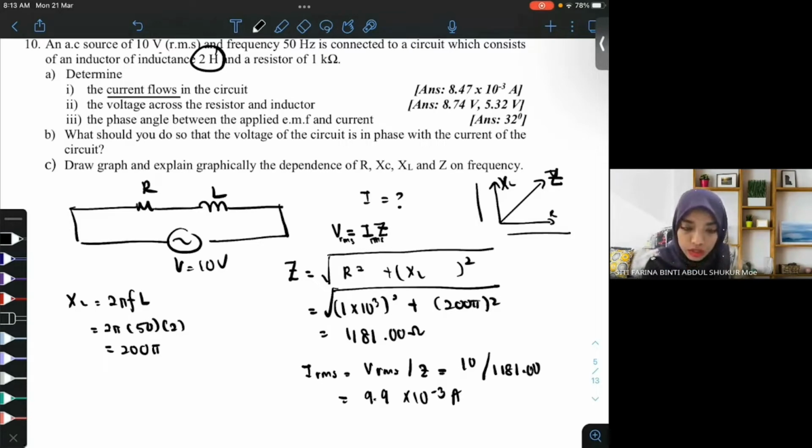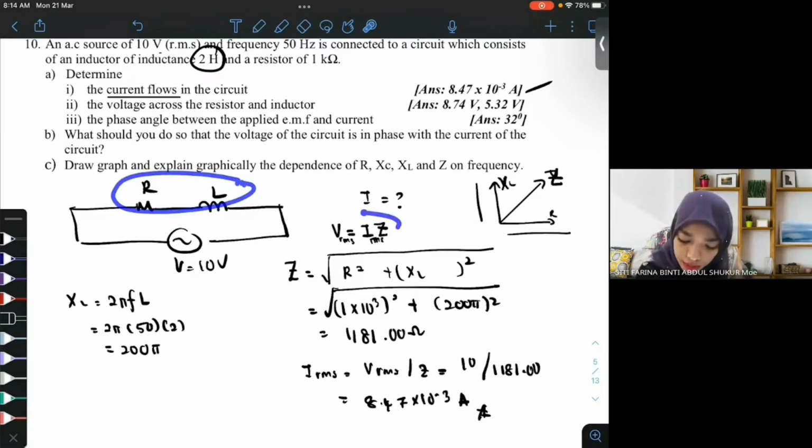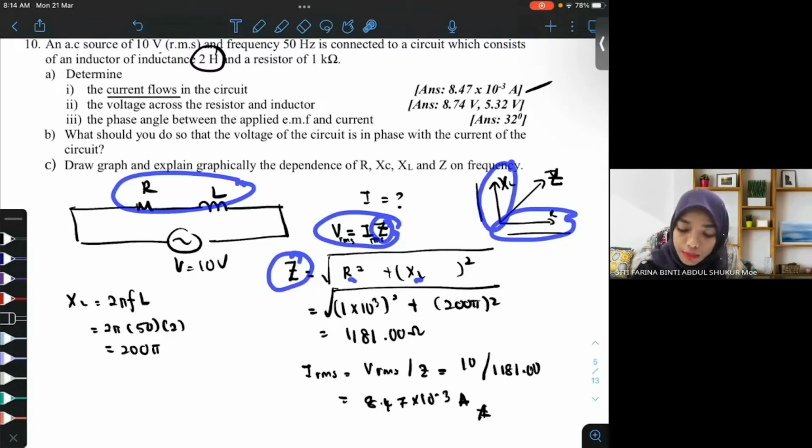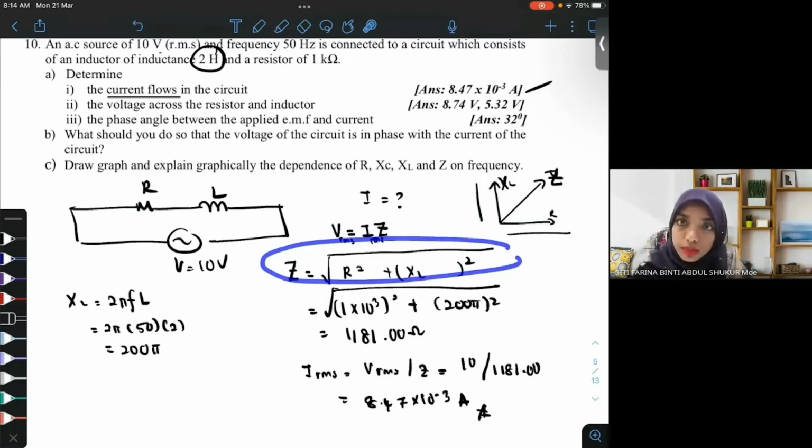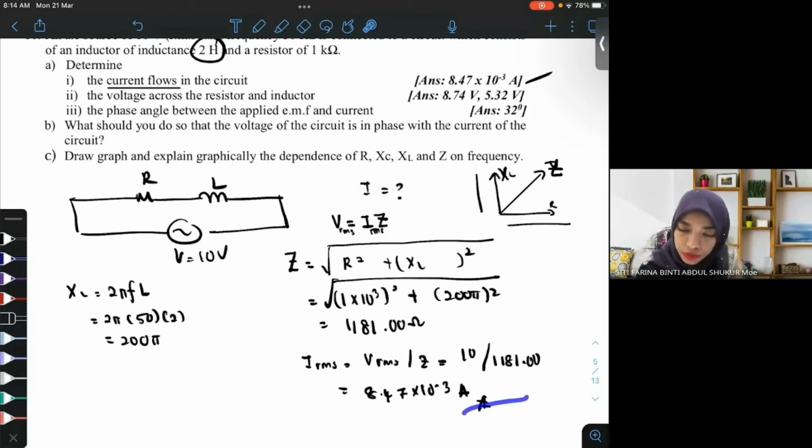1181.00. So 10 divide answer. Okay, sekarang saya dapat. Okay, saya tersalah tekan. 8.47 times 10 to the power negative 3 ampere. So this is your current. Alright. Sebab dia adalah RL circuit, to find the current, kita guna Ohm's law. Tapi tempat R kita substitute Z. Total opposition. Impedance kita pula for RL adalah square root of R square plus XL square. X komponen, Y komponen kamu. Sama macam kita buat nak cari magnitude. Konsep dia sama saja. And then you substitute all the values, you can get your I.